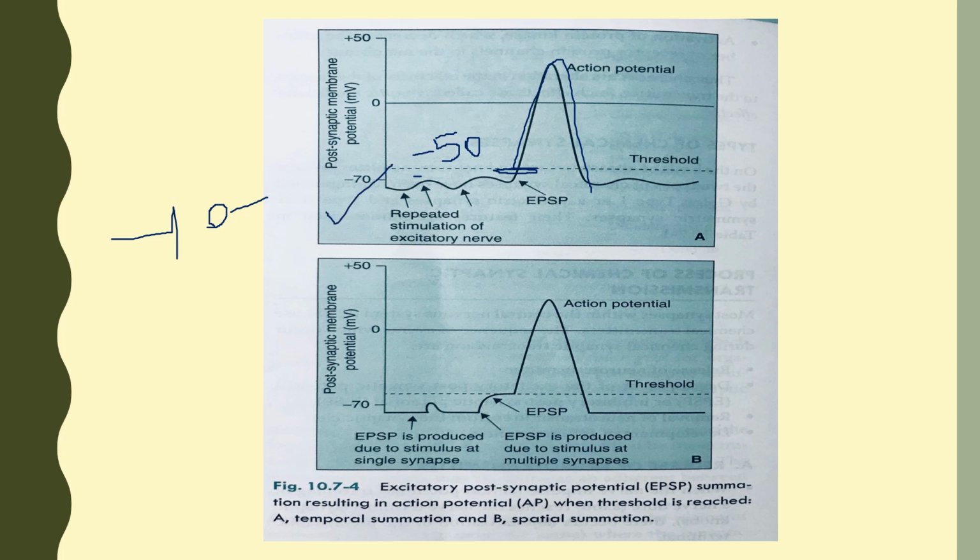Okay, now the second example is the example of spatial summation. Means EPSP is produced due to stimulus at a single synapse, and then these are the EPSPs produced at multiple synapses. Like say the postsynaptic neuron is only one, but presynaptic neurons there are multiple, 1, 2, 3. Okay, so all these 1, 2 and 3 get added up and make it cross the threshold. So that is how the EPSP is getting summed.